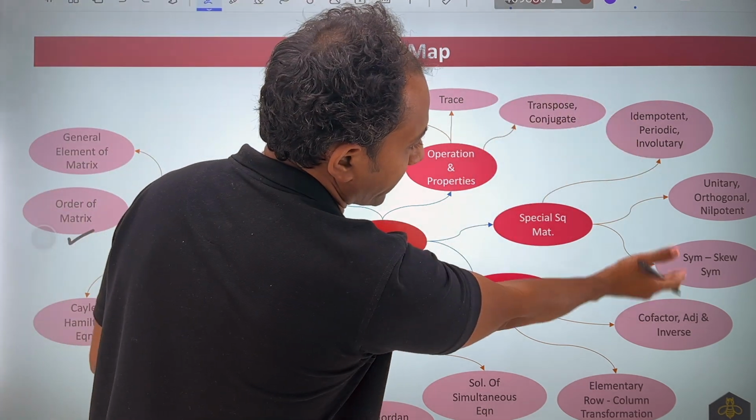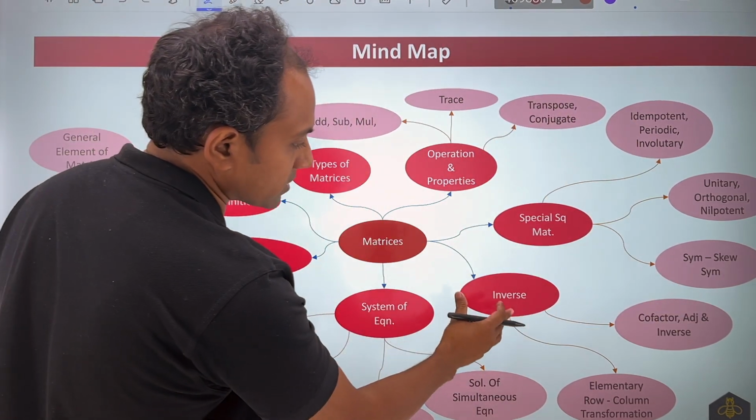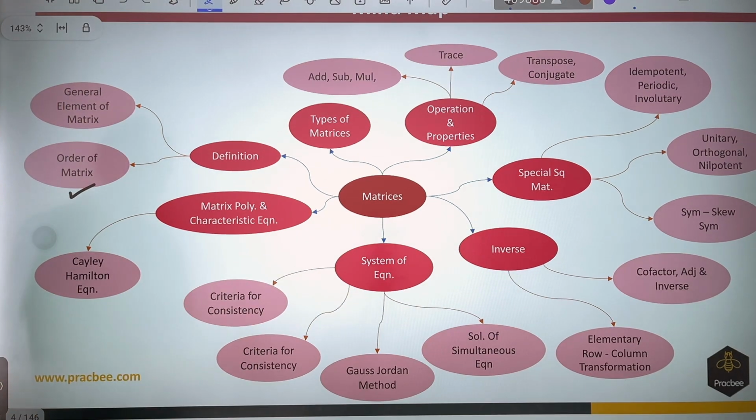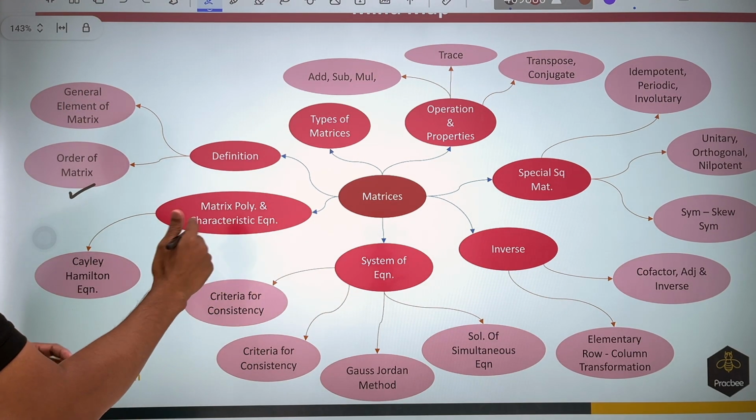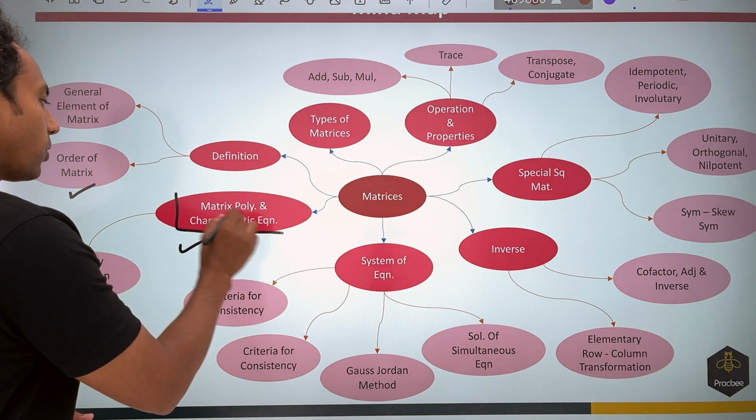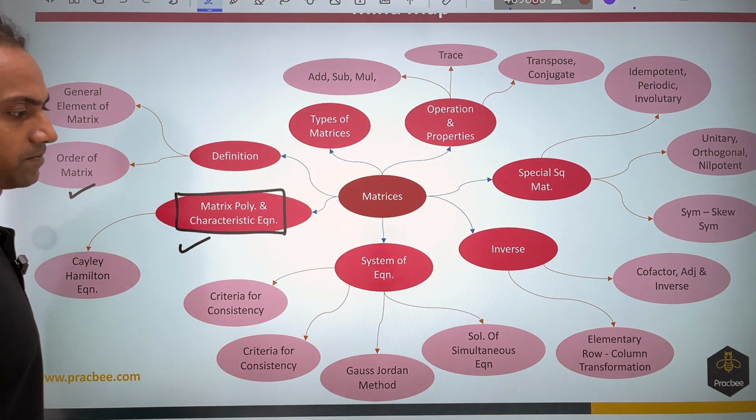Some special types of matrices we cover. Then we go into the concept of inverse and its properties, system of equations and how to solve them. Then we move towards matrix, polynomial and characteristic equation. Now this has been a particularly important area in the JEE Mains exam.